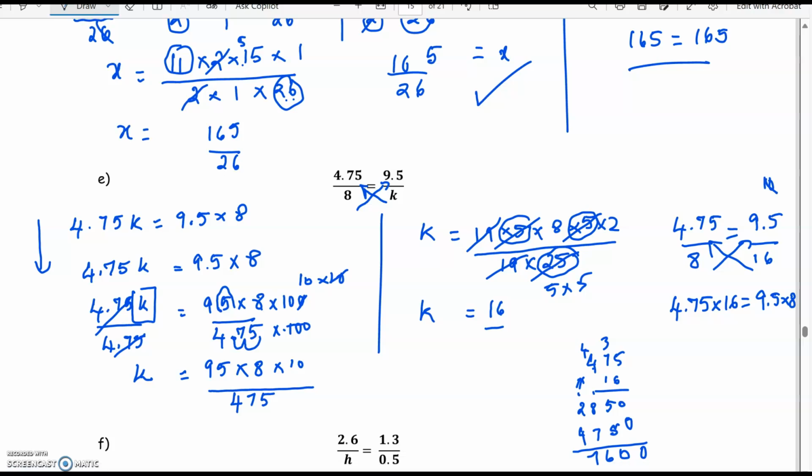So it's 7600, but remember it's 4.75, so that's 2 decimal places here, 0 decimal places here, so it's a total of 2, and that's 76 on the left. Now let's multiply 9.5 by 8. 8 5s are 40. We're multiplying, ignoring the decimal point. 9 8s are 72 plus 4 is 76. It's 760, but notice there's 1 decimal place value here and nothing else. So we have 76 equals 76, and it is a correct answer.